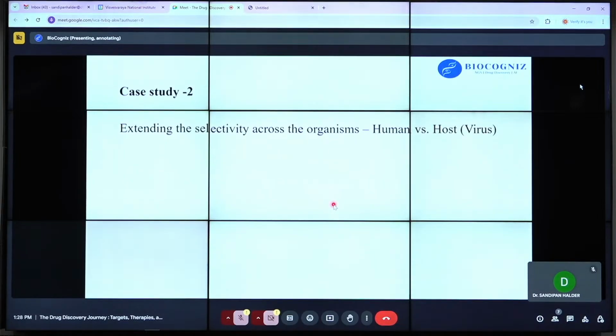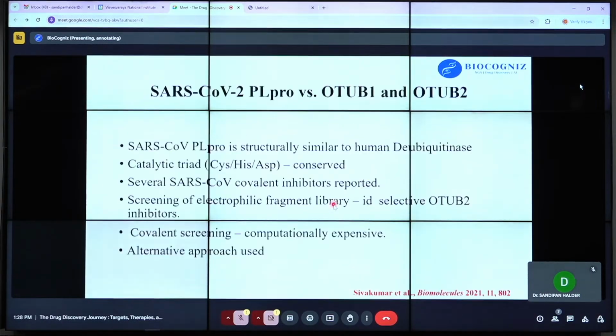So the human, now what we have seen is only with the human. For example, if you are targeting the host protein, the host is maybe human, and the antigen is from the virus. When the COVID outbreak started, we extended this. We looked for OTB1 and OTB2 in the COVID protein also, and what we found is there is a protease, PL-PRO protein, present in the SARS-CoV, which is also very similar to OTB1 and OTB2.